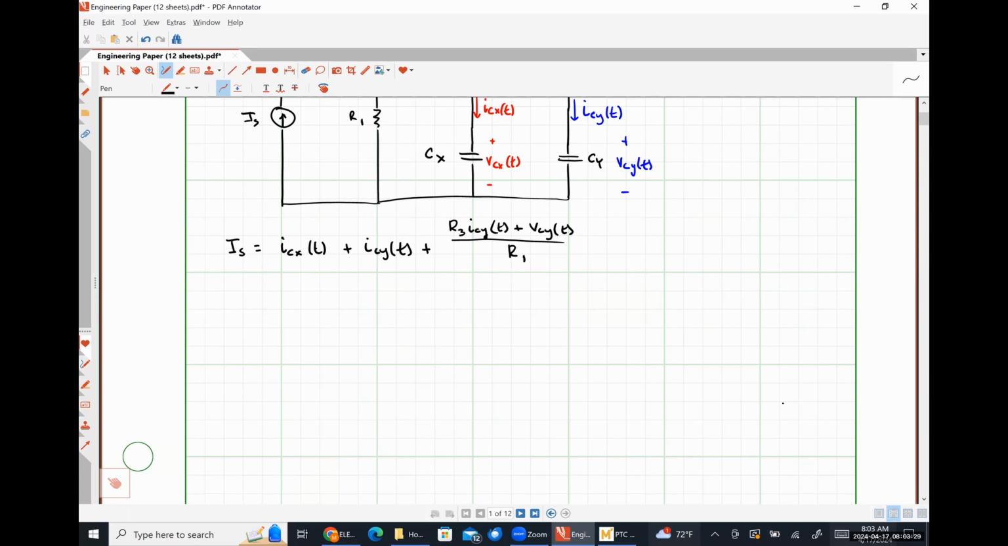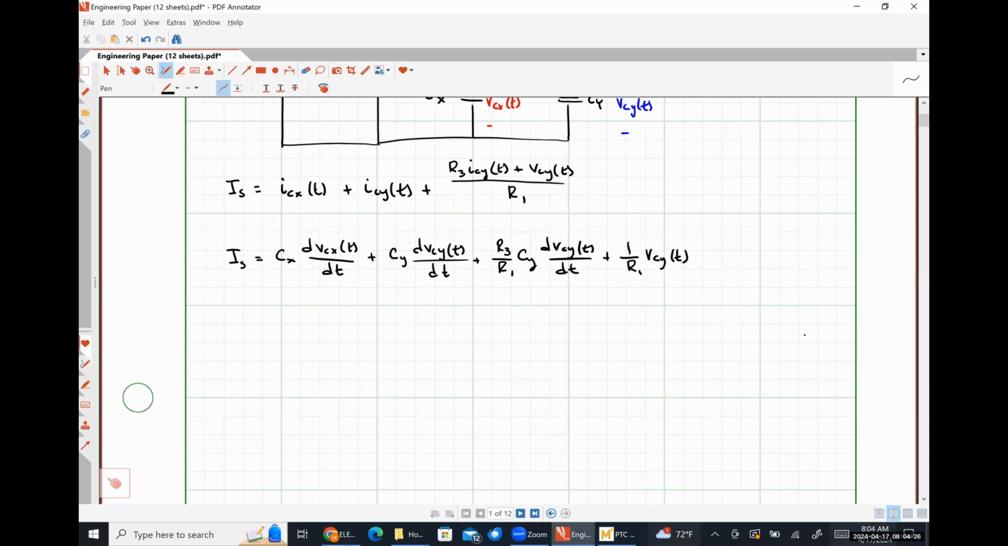And let's play around with that for just a moment. So I'm going to have IS is equal to CX times the derivative of VCX with respect to time, plus CY times the derivative of VCY with respect to time, plus R3 over R1 CY times the derivative of VCY with respect to time, plus 1 over R1 times VCY.